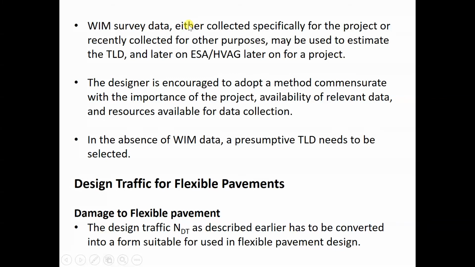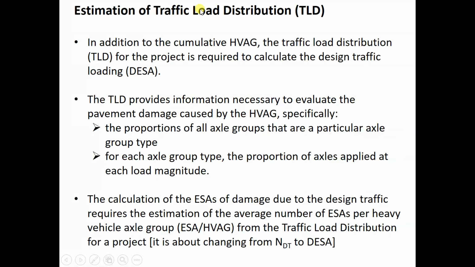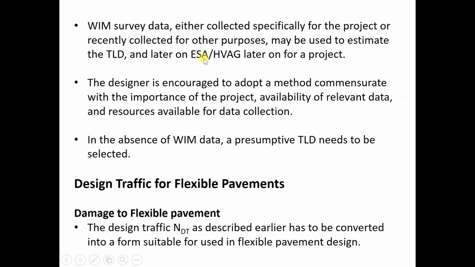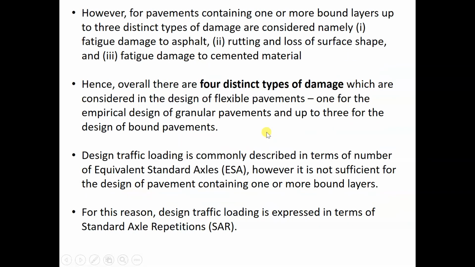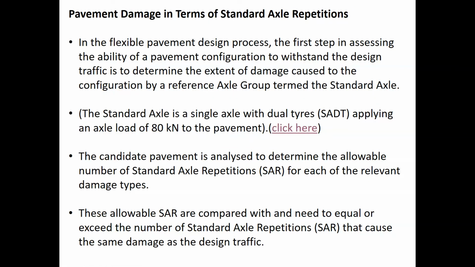WIM survey data, either collected specifically for the project or recently collected, may be used to estimate the traffic load distribution, and later on for this project we need to get this factor. I think, where is that? Let me see.